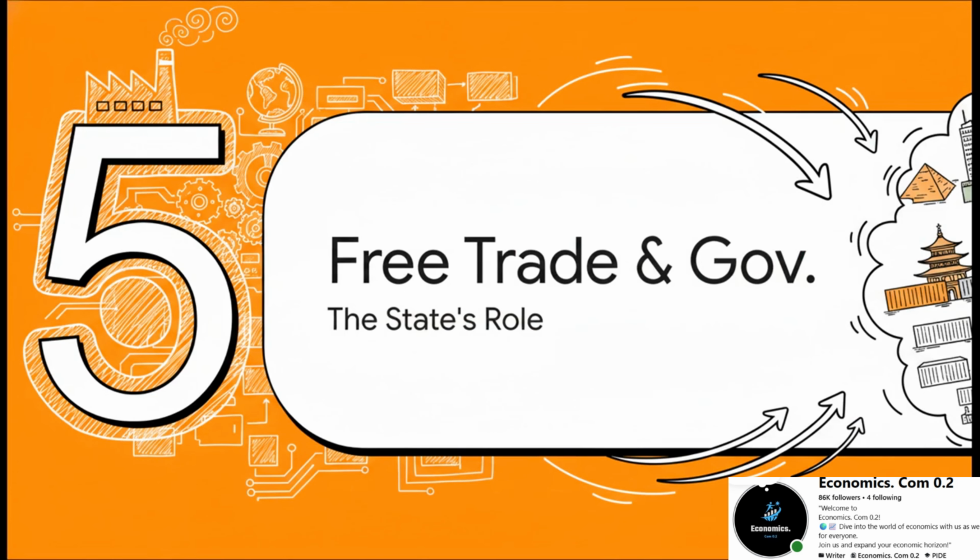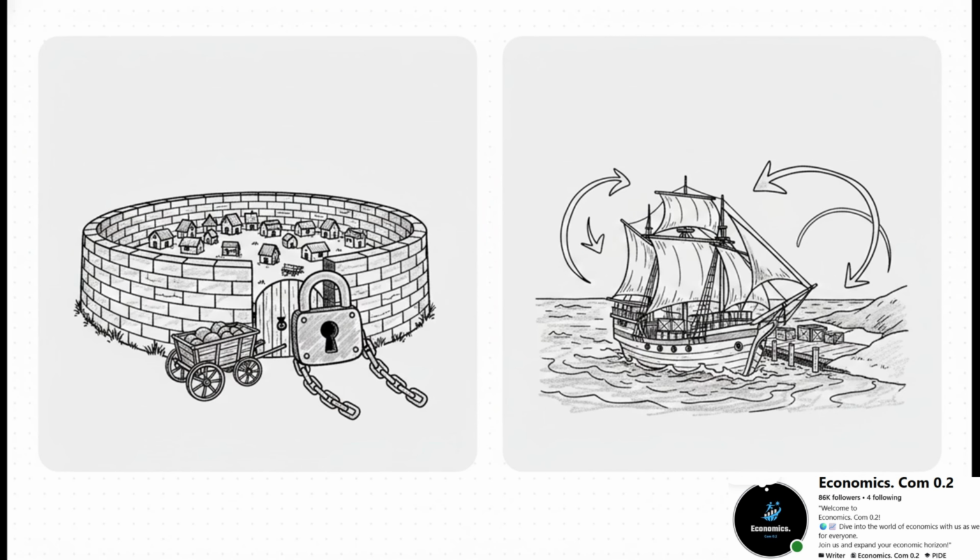On to part 5, free trade and government. We've built our economy up from the factory floor, so now we have to look outward. How should this prosperous nation interact with the rest of the world? Remember those mercantilists we talked about earlier? They loved throwing up tariffs, creating monopolies, and aggressively pushing trade surpluses just to hoard more gold.